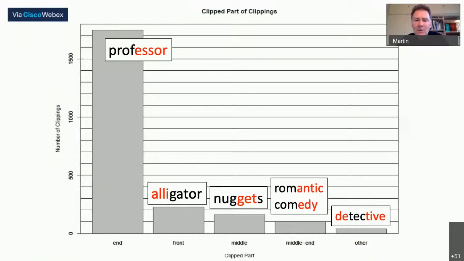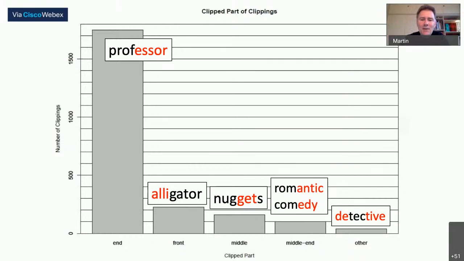Let me say a few words about them. So middle clippings, like nugs from nuggets, they're typically grammatical plurals, like shorts or stats or nugs. And you might argue that this is really end clipping with a plural s. Yeah? But for the moment, let's keep middle clipping as its own category. Middle and end clipping here is common with compounds. So in some way, clippings like rom-com from romantic comedy, they behave like compounds. They have the stress on the initial element, so it's rom-com and not rom-com.